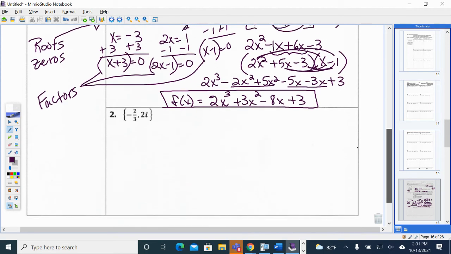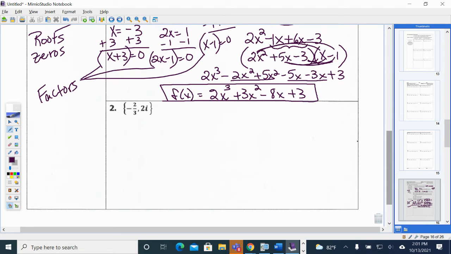Let's look at example number 2. Now looking at this, it looks like we just have two things. But 2i is a complex root, so that means that there's also a negative 2i there. Don't forget. So again, we're going to start with changing those roots or zeros to a factor.